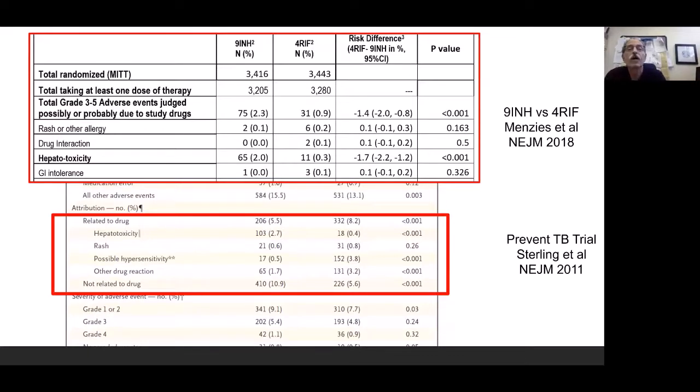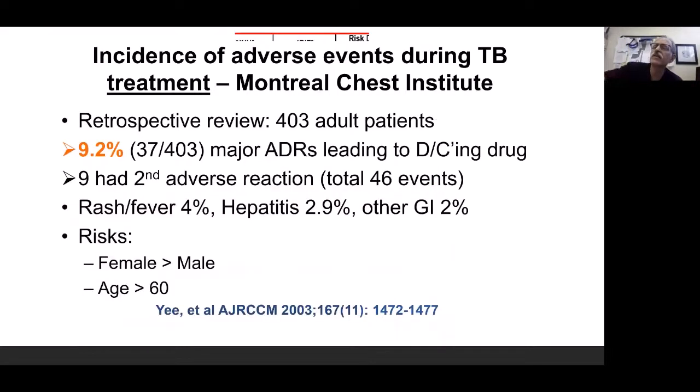All right, so we talked about latent TB treatment regimens. What about during the treatment of TB disease? This is probably the most widely quoted study. This is about 400 patients from the Montreal Chest Institute, a retrospective review of about 400 adult patients, and 10% of them had major adverse drug reactions leading to discontinuation of at least one medication. So that's a pretty high percent of the people that you're treating for TB disease.